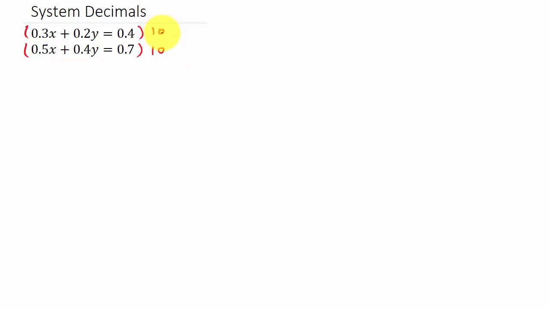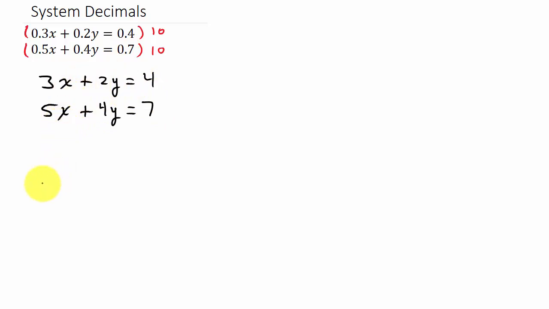If I multiply 10 times 0.3, that moves the decimal one place to the right, so I'm left with 3x plus, and then 10 times 0.2y gives me 2y, and that equals 10 times 0.4, which gives me 4. Then 10 times 0.5x gives me 5x, plus 10 times 0.4y gives me 4y, and that equals 10 times 0.7, which is 7. And now this is my new system.